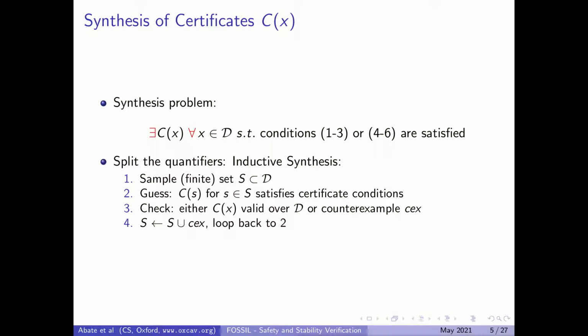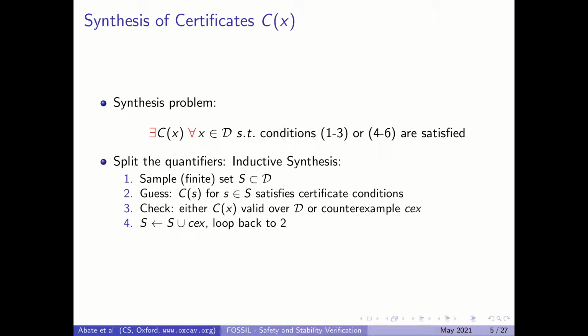So our approach here to solve this second order formula is to split the existential and the universal quantifiers and decouple the problem of guessing a candidate solution, a candidate certificate, and checking or verifying the certificate. And we can do this using an inductive synthesis technique. To do this, we need to sample a finite set as a subset of our entire domain. And using these finite data points, we use an inductive procedure to guess a candidate solution such that this candidate function satisfies the required certificate conditions over all data points in our finite set.